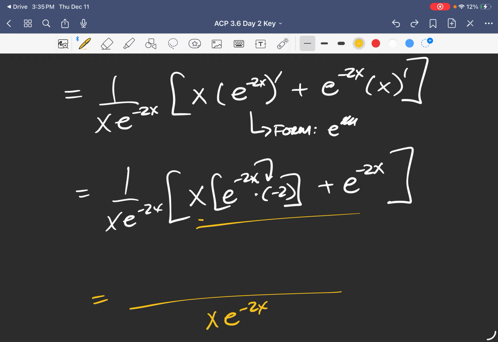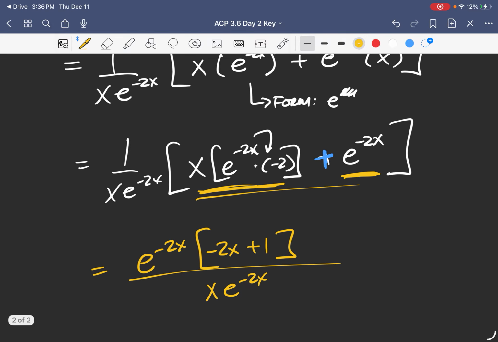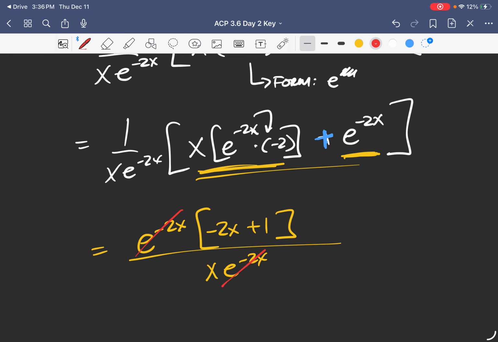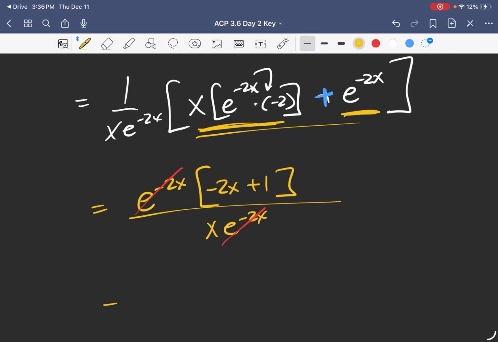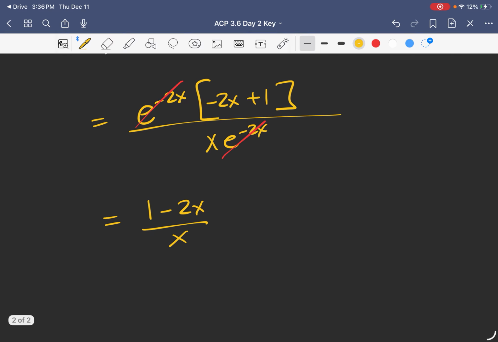And you'll notice, look at 9, what is in both of these terms, because when I look at that, it is a term plus a term. So what is common to both those terms? I can pull out an e to the negative 2x on top. What you're going to be left with is negative 2x plus 1. And so then you can tell that this and this cancel out. And so what you're left with is 1 minus 2x over x. And another way to write that is 1 over x minus 2.